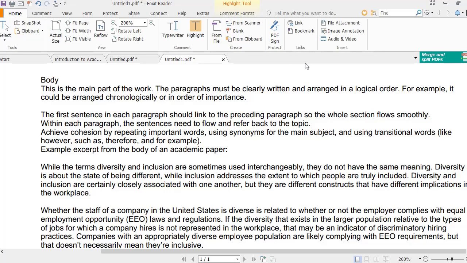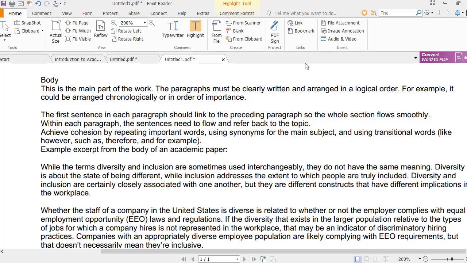So the paragraphs must be clearly written and arranged in a logical order. Whatever we write, it should have a logic. Only then will it be conveyed to the readers, isn't it? For example, it could be arranged chronologically or in order of importance. You can arrange on the basis of number, or in the order of importance. You can arrange the matter.